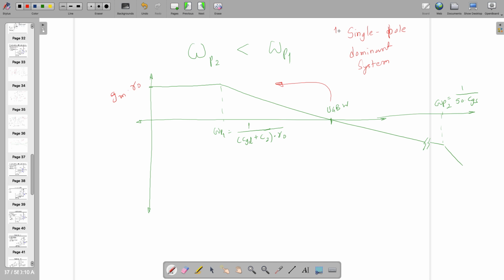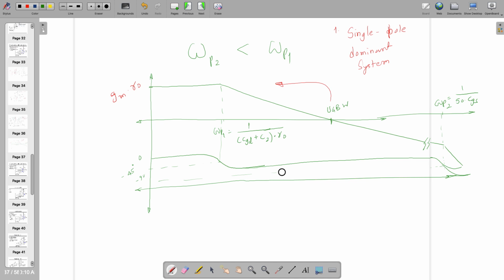Yeah, this is one thing. And second thing is, because of single pole, if you draw the phase plot, it's going from 0 to minus 90. Maybe from here you can observe that it goes to minus 135 and this is going to minus 180. So this is the minus 180 line, with respect to frequency.